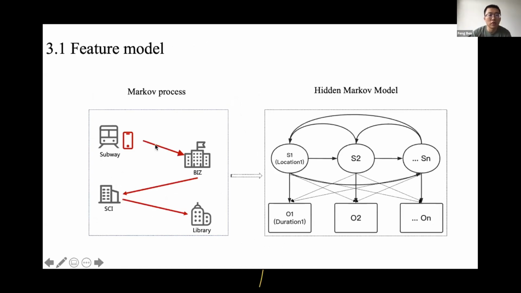In order to model the empirical data, we regard the movement process of a device between locations as a first-order Markov process, which means the next location of the trajectory only depends on the previous one. Then we can use a hidden Markov model to express this process.